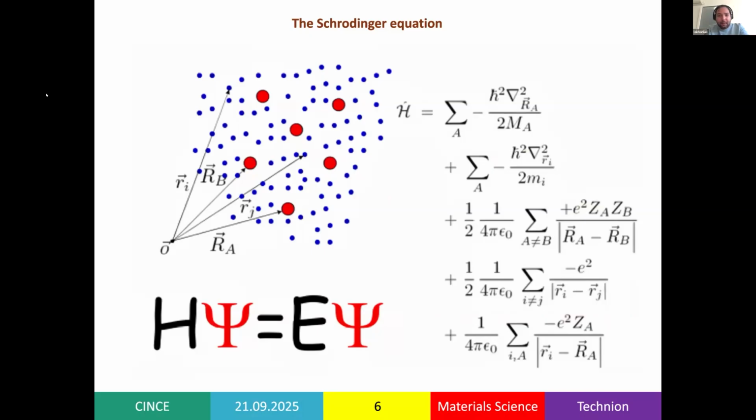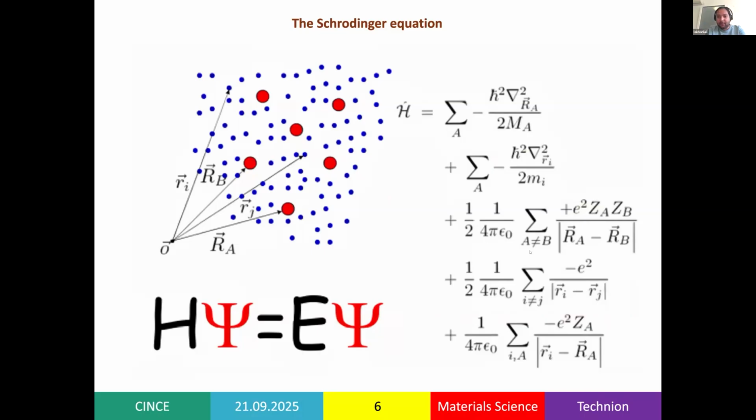Your real material has a nucleus that is shown here in red, and you have electrons that are shown here as blue dots. So your real material is made of nuclei surrounded by an electron cloud, or electron particles, whatever you call it. And your Hamiltonian is composed of their interactions. Here the first two terms are the kinetic energy of the nucleus and the electrons, and the last three terms are the interactions.